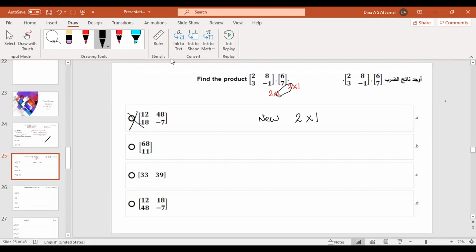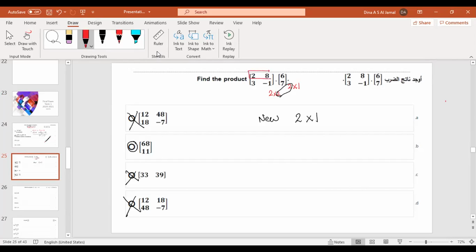So from now you must cancel this one and this one. I need 2 rows, 1 column. So from now you can cancel this, and this is your answer. Without solving, what if he gave you another matrix here and it was 2 by 1? Let's solve it together.